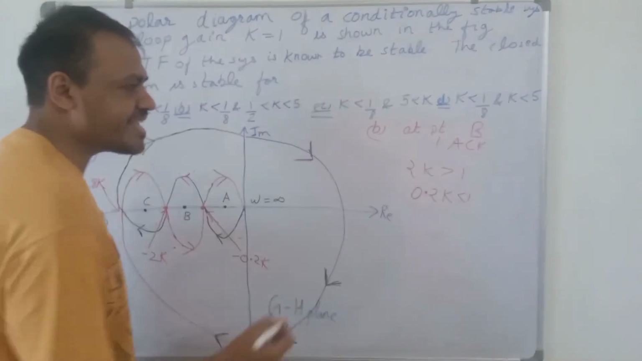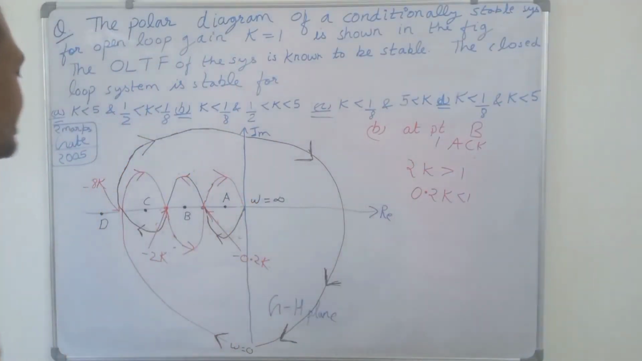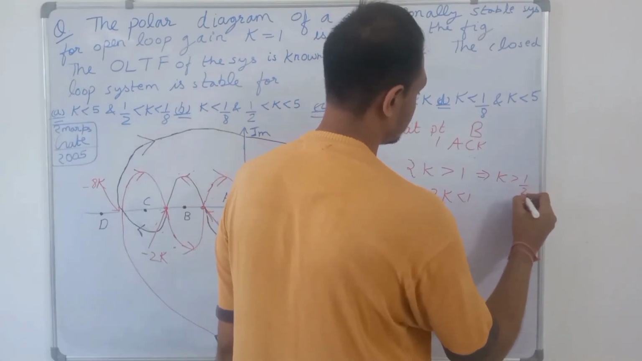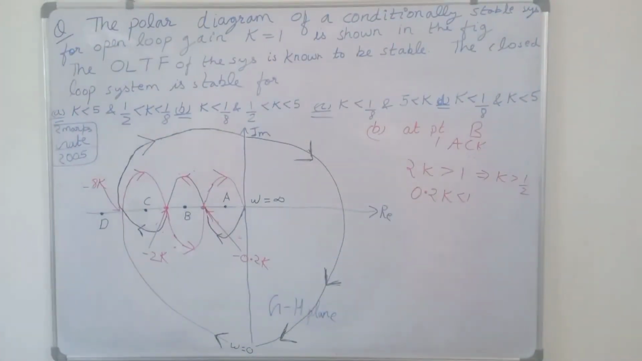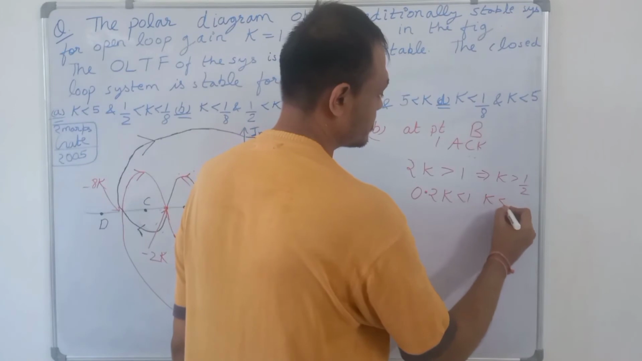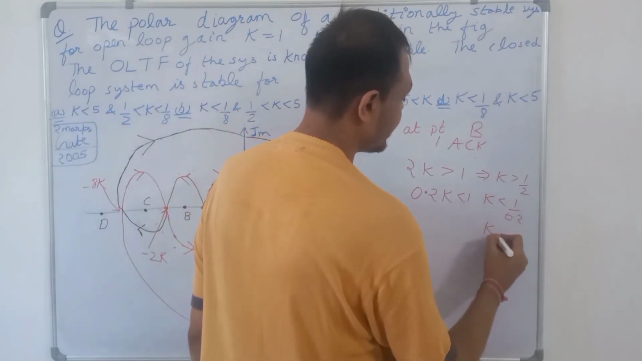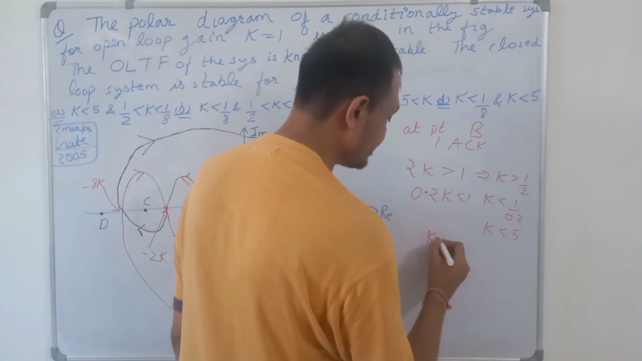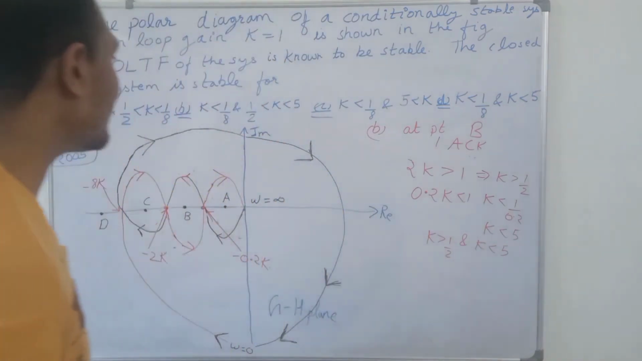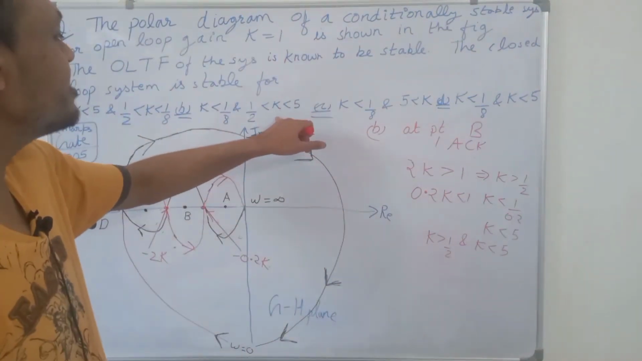Don't confuse in the negative sign, because both are negative only. 2k, this point is also negative and critical point is also negative. So 2k is greater than 1 and 0.2k is less than 1. So it means that k is greater than 1 by 2, and k is less than 1 upon 0.2. So k is less than 5. So the condition is k is greater than 1 by 2 and k is less than 5. So we have already got our answer, that k should be between 1 by 2 and 5.